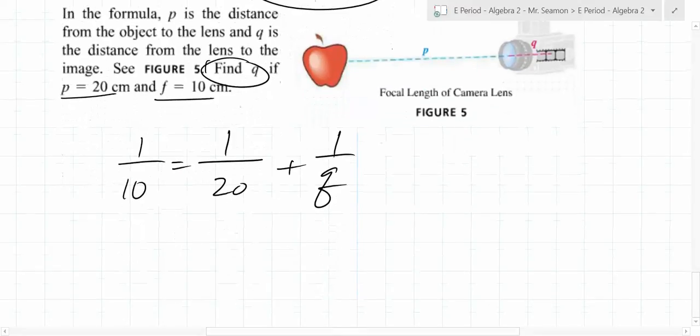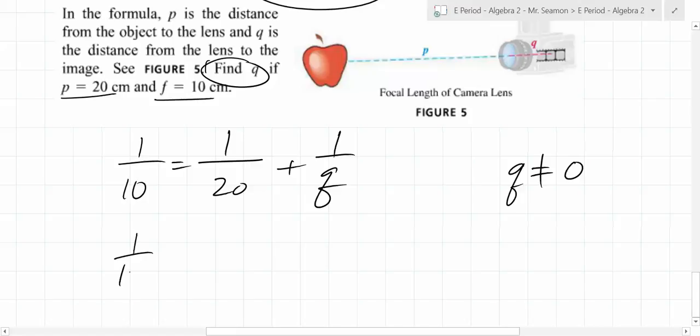So if you want to solve for Q, what should you do first, Mar? We should find the domain. Sure. So Q can't be what? 0. Okay, so now what should we do? If we wanted to solve for Q, what should we do? We could do an LCD if we wanted to, or you subtract the 1 over 20.